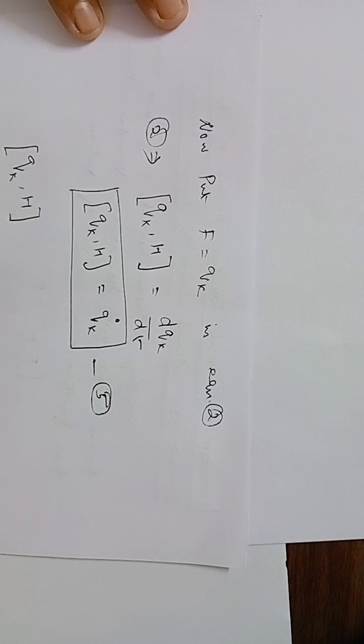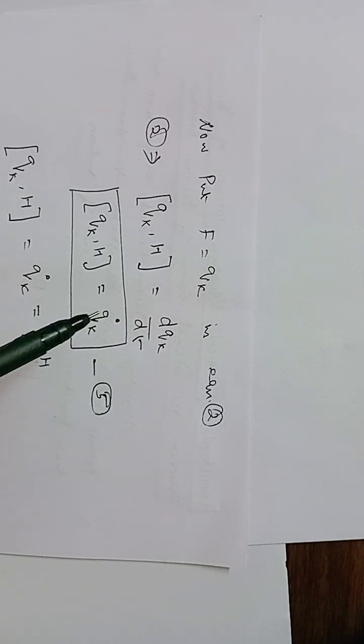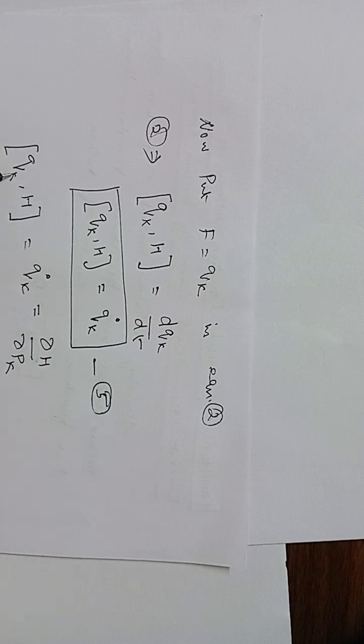QkH, that is equal to Qk dot, that is equal to dou H by dou Pk. Now you compare equation number 4 and equation number 5. In equation number 4 also there is QkH. In equation number 5 also there is QkH. But in equation number 4, QkH is equal to dou H by dou Pk. Here Qk dot. So comparing equation 4 and 5, we get the Poisson bracket of Qk, H is equal to Qk dot, that is equal to dou H by dou Pk.